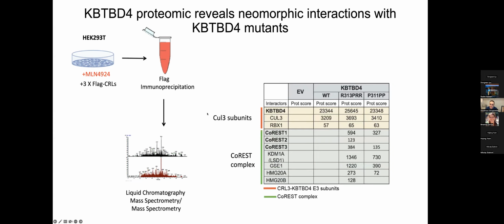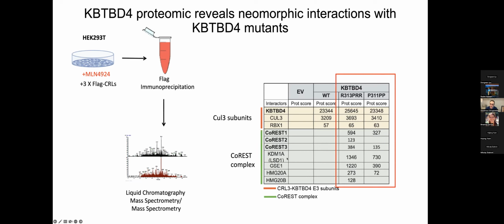And we compared KBTBD4 wild type to the two mutants. And as you can see here, the KBTBD4 wild type and the mutants all bind CAL3 and RBX1, which was expected because it's an E3 ubiquitin ligase. But the surprising thing that we identified was that the two mutants, although they are very different in their amino acid composition, both bound to a particular complex that is called CoREST.